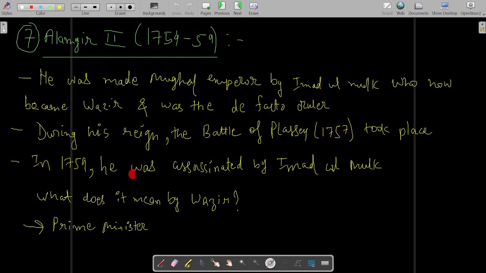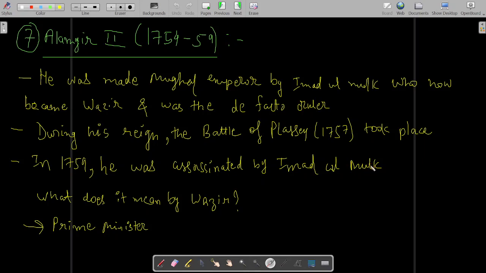In 1759, he was assassinated by Imadul Mulk. In 1759, the person who made him the Mughal emperor, Imadul Mulk, assassinated him too. The same person who made him the emperor assassinated him.